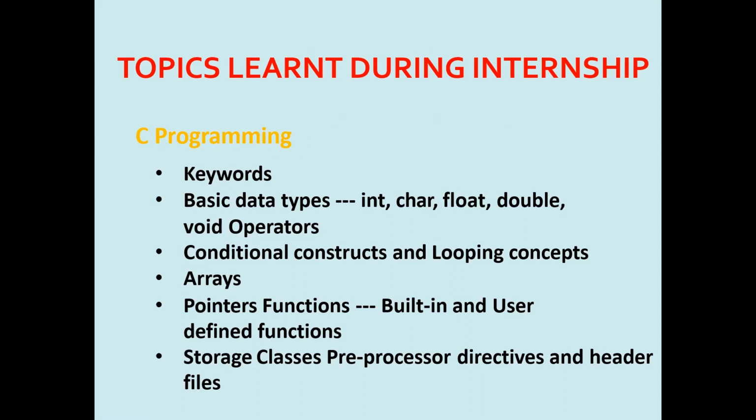In C programming, we have covered the concept of keywords. There are totally 32 keywords in C, and the basic data types such as integer, character, float, double, and void, operators, conditional constructs such as if loop and if else ladder, and then looping concepts include for loop, while loop, and do while loop. In the concept of arrays, we have learned how to store multiple variables of similar data type in a single dimensional or multi-dimensional.